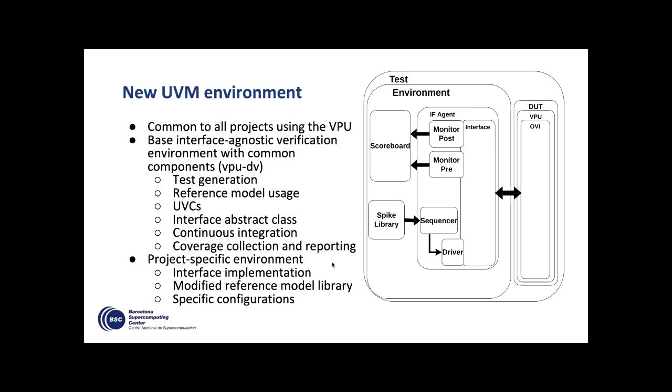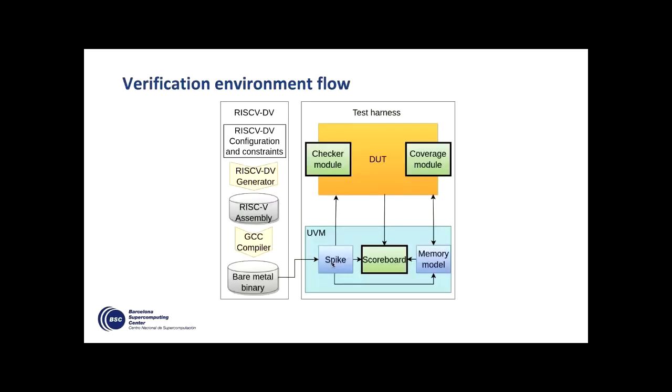The base interface agnostic verification environment, the VPUDB, provides a set of UVCs to generate vector instructions, reading them from binaries. This could be directed tests or tests generated with RISC-V. I will talk about this a little more later in the presentation. Send these instructions into the DUT, receive its results, and compare them with those of the reference model, which co-simulates instructions step by step. In our case, our reference model is Spike.